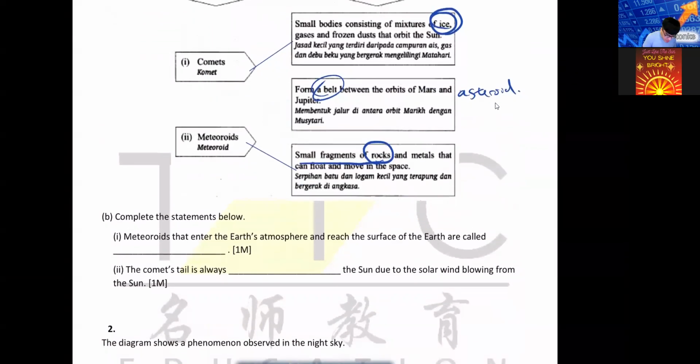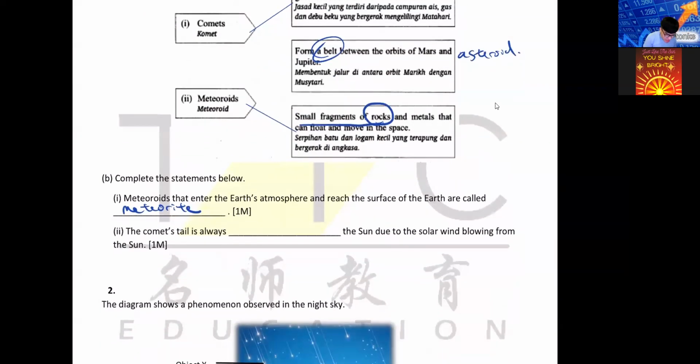Okay, so next, B: meteoroids that enter the Earth's atmosphere and reach the surface, sampai ke permukaan. That rock is called a meteorite. Okay, meteoroid, meteorite. So it's like a sequence. Outside, it's called meteoroid. Coming into Earth is called meteor. Reach the surface is meteorite.